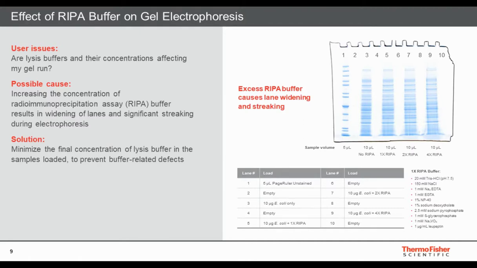As demonstrated on this gel on the right, increasing the final RIPA buffer concentration up to 4x causes lanes to flare out at the bottom, resulting in wider lanes and streaking. This is caused by increasing the levels of salts, detergents, and reducing agents in the lanes, which are all known to affect the quality of the gel run. The solution is to concentrate the samples in RIPA lysis buffer before loading them onto the gel to avoid having to load higher levels of this buffer per well.